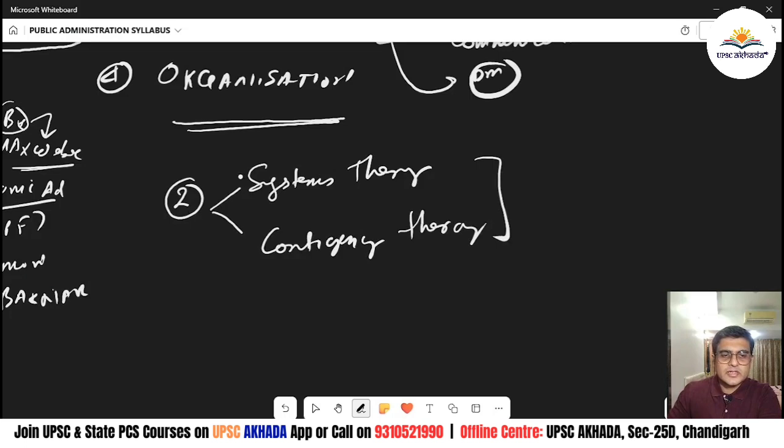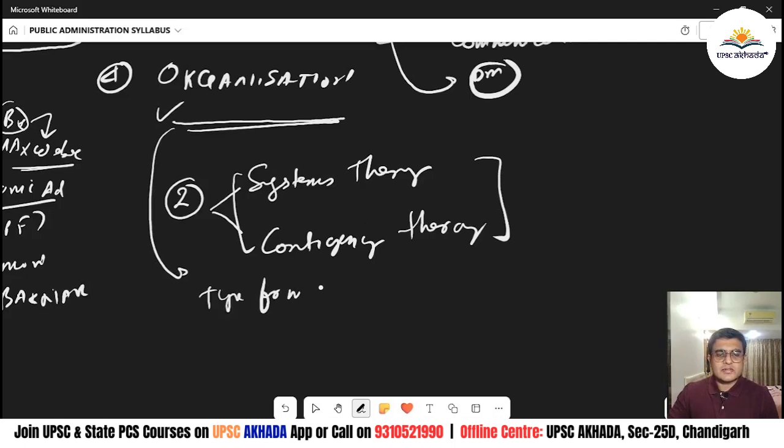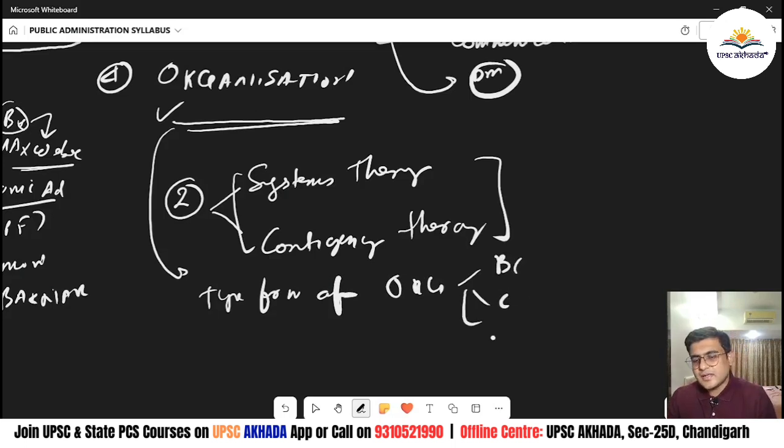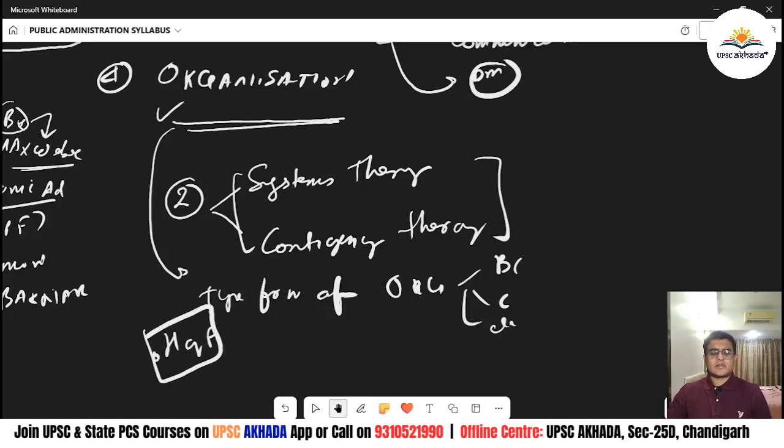These are the two theories mentioned in the syllabus, and further the chapter includes, as the name says, organization, types and forms of organization such as boards, commissions, corporations, companies, and so on. The organization chapter also has headquarter field relations as one of its components. This is organization, the fourth chapter of your syllabus.